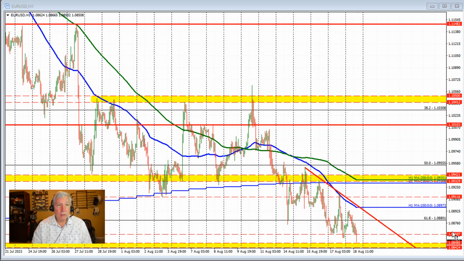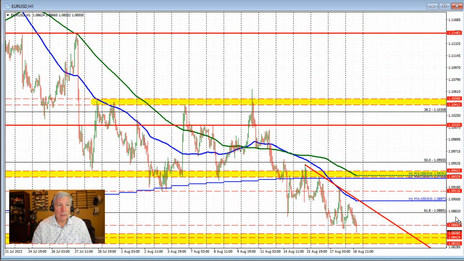This is the hourly chart for this currency pair, and you can see that the price low just reached a low of 1.08550. Let's call it 50, and that is just above this area right here. I'll get to that shortly. But in trading this week, what did we find? Well, 1, 2, 3, 4, 5.